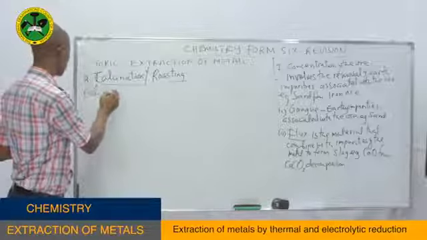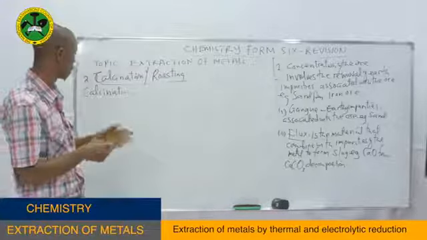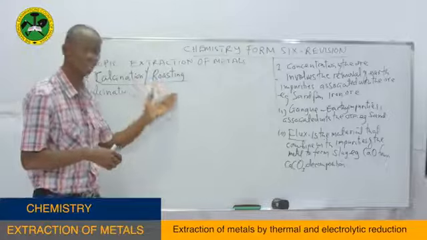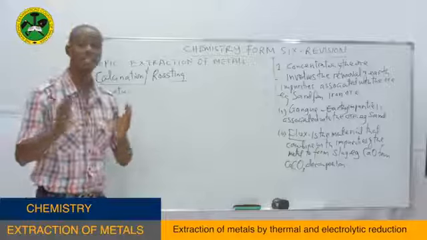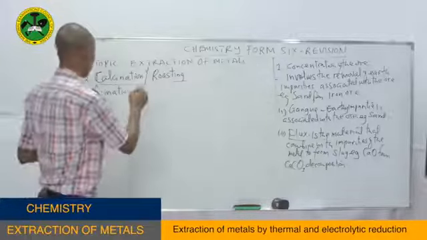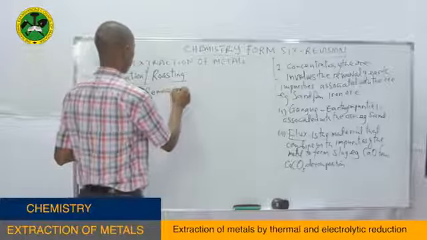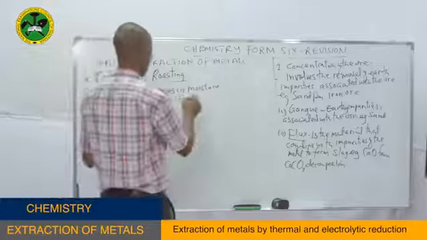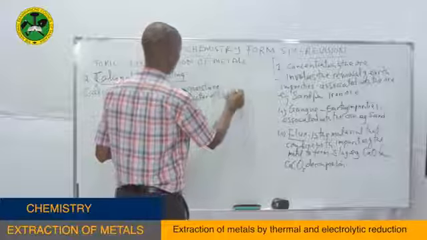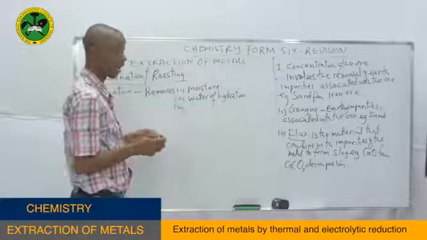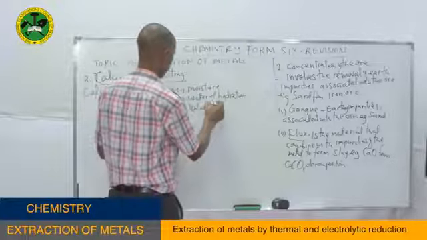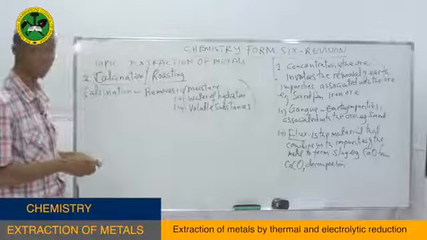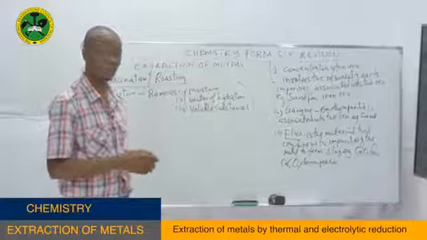Calcination aims at removing the moisture from the ore. It also removes the water of hydration and also removes some volatile substances from the ore. This is done under limited supply of oxygen. It removes moisture. It also removes the water of hydration and volatile substances. These together, they are removed by this process of calcination. So this is done by using a limited supply of air.